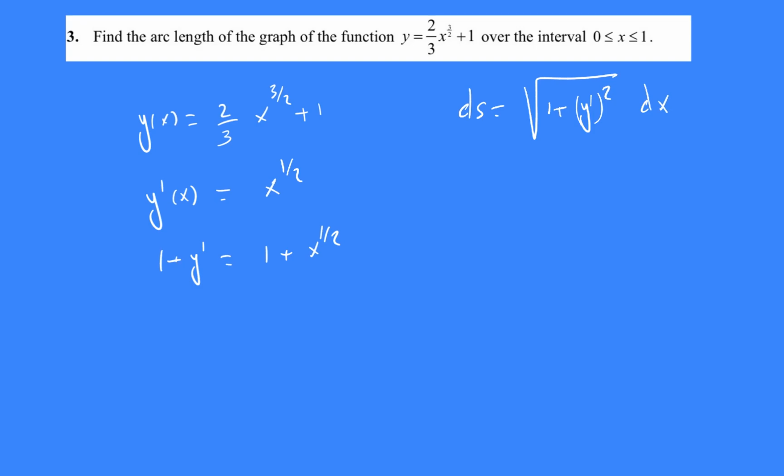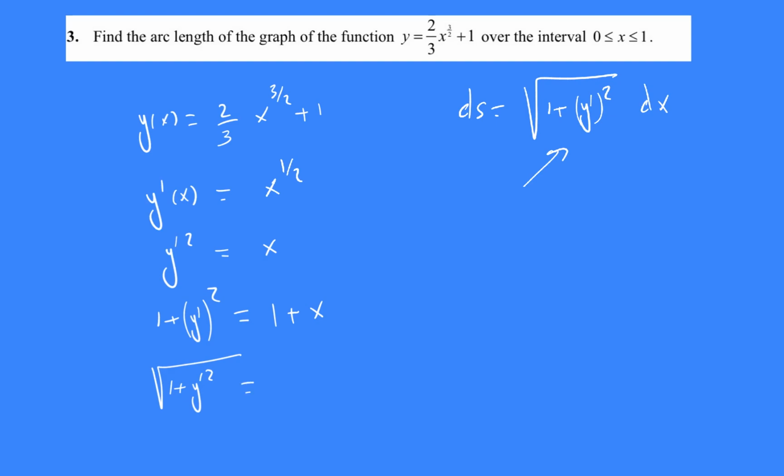Y prime squared is x. And 1 plus y prime, everything squared, is 1 plus x. And the square root that appears here in the ds is the square root of 1 plus y prime squared, or the square root of 1 plus x.